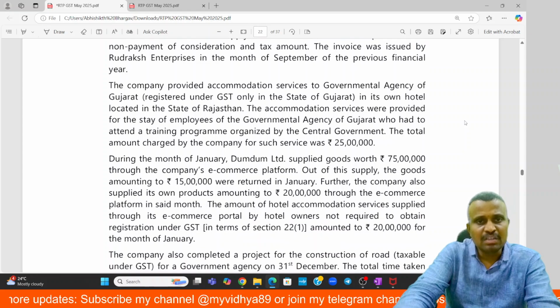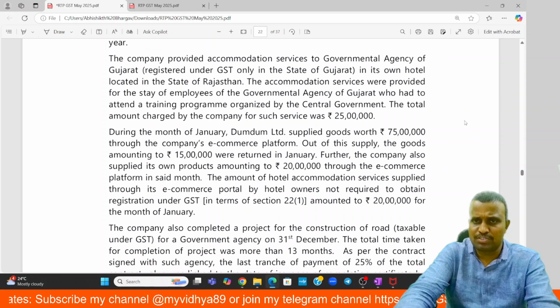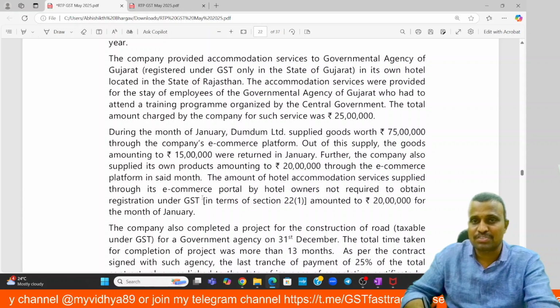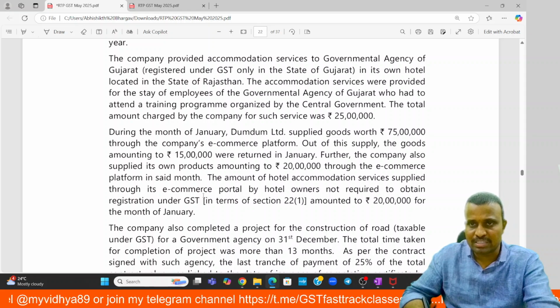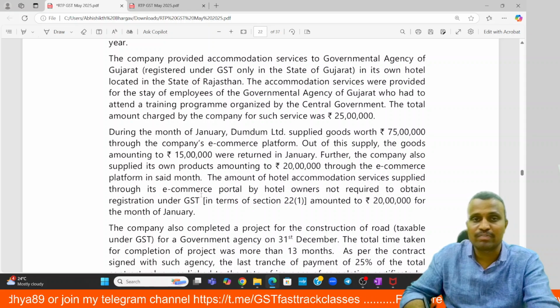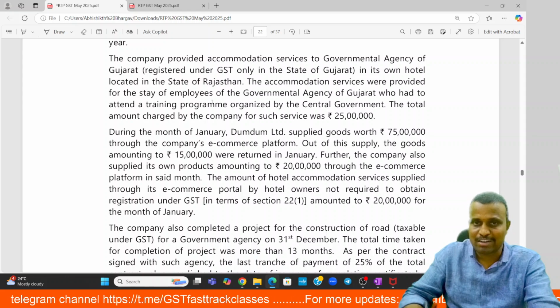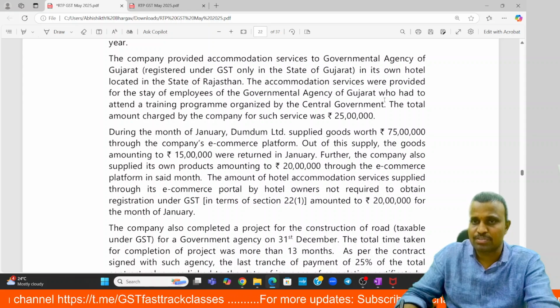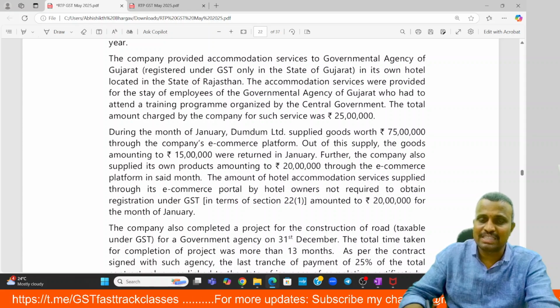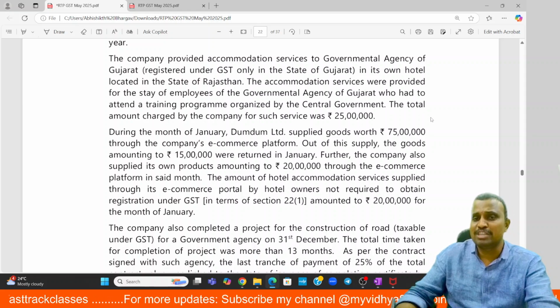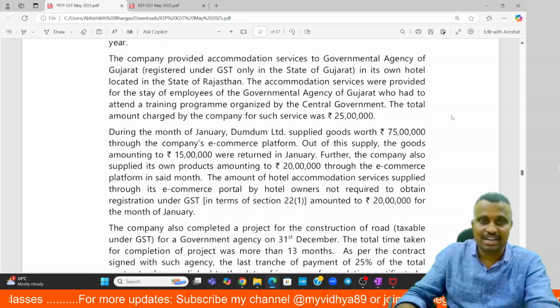And the company provided accommodation services to the government agencies of Gujarat, registered under GST only in the state of Gujarat, in its own hotel located in the state of Rajasthan. The accommodation services were provided for the stay of employees of the government agencies of Gujarat who had to attend the training program organized by the central government. The total amount charged by the company for such service was 25 lakhs.